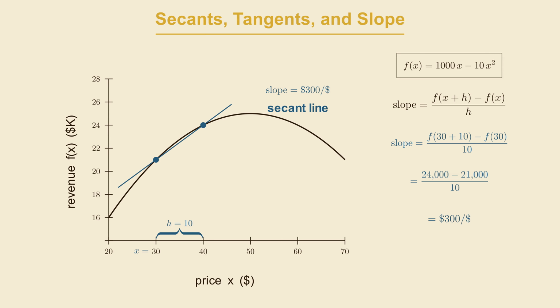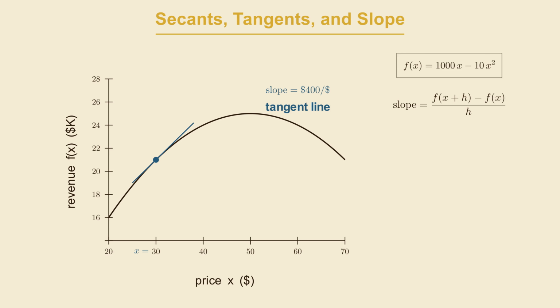Now let's see how this changes as we slide that point closer and decrease the size of our interval h. If we move it from 40 down to 31, the secant line tilts. Its slope is now 390. If we slide it to 30.1, the slope is now 399. As the second point gets closer and closer to the first, the secant line rotates until it's just barely touching the curve at the single point. That line is called the tangent line, and the slope of the tangent line is what we call the derivative.